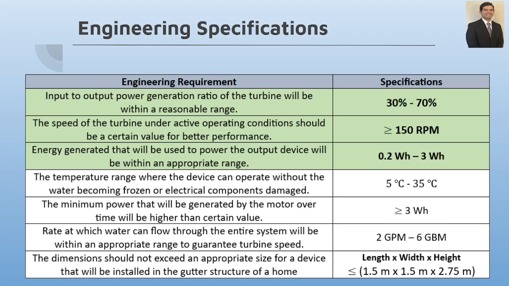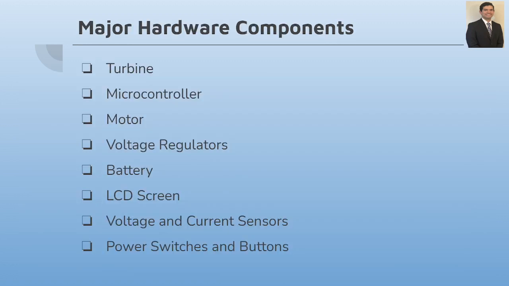We're expecting water flow rates to be between 2 gallons per minute up to 6 gallons per minute, and the dimensions of this project are expected to be less than 1.5 by 1.5 by 2.35 meters. The major hardware components for this project include the turbine, the microcontroller, the motor, voltage regulators, battery, LCD screen, voltage and current sensors, power switches, and buttons. And now we'll go over each of these components.